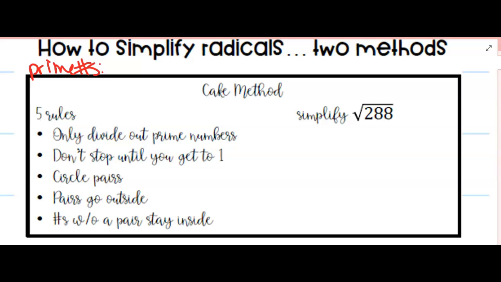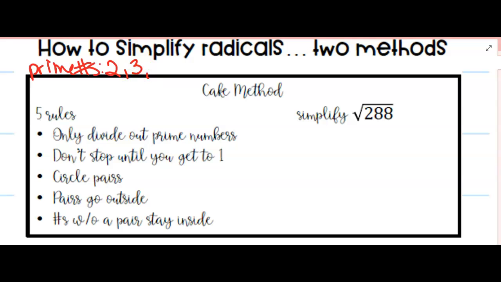Prime numbers are going to be numbers that have exactly two factors, 1 and itself. In other words, these are numbers that can only be divided by itself and 1. So for example, the smallest prime number is 2, because the only thing you can divide out of 2 is 2 and 1. 3 is also a prime number, and you might want to write these down because you are going to need these.